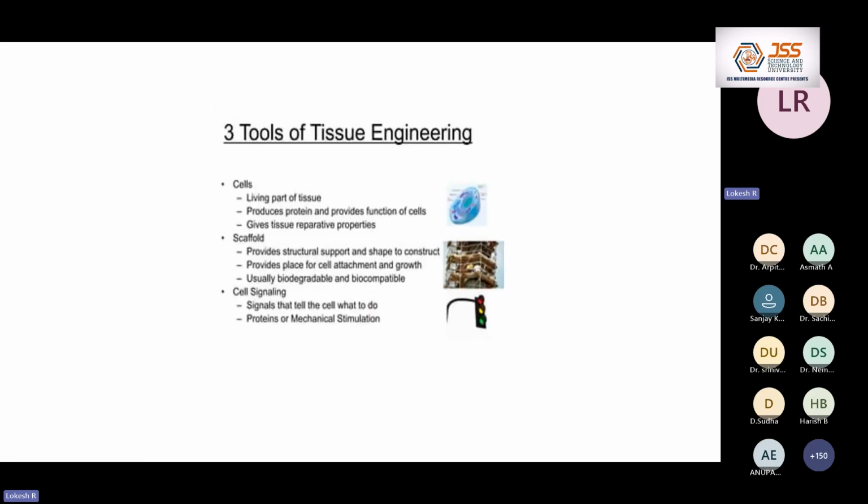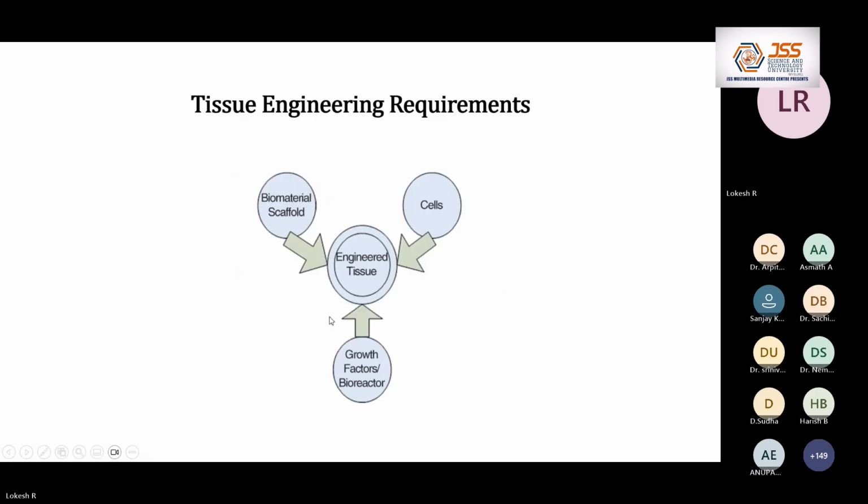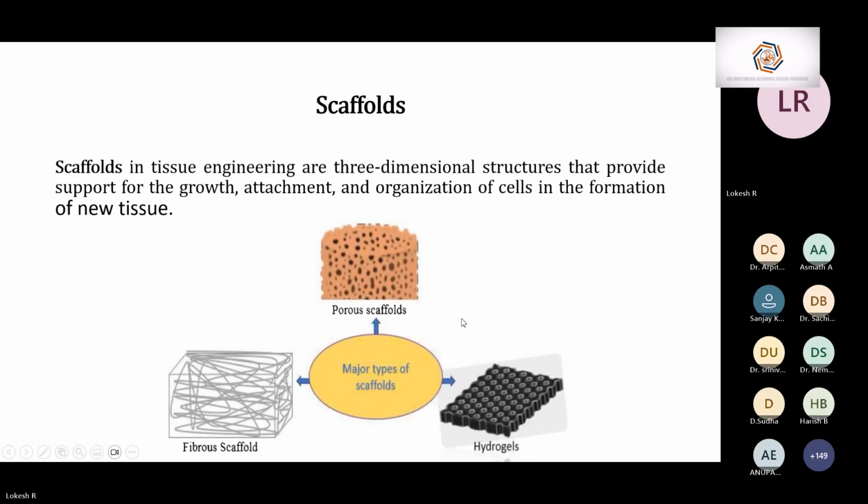So the three tools of tissue engineering are the cells, that is the living part of the tissue, the scaffold, which provides structural support, and cell signaling, that usually includes the hormone growth factors. So engineered tissue needs cells, the scaffold, and the growth factor. The various types of scaffolds used are fibrous scaffold, porous scaffold, and hydrogel.